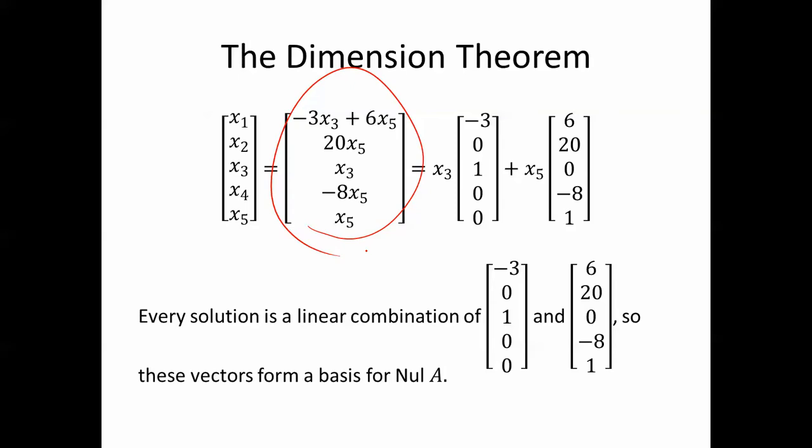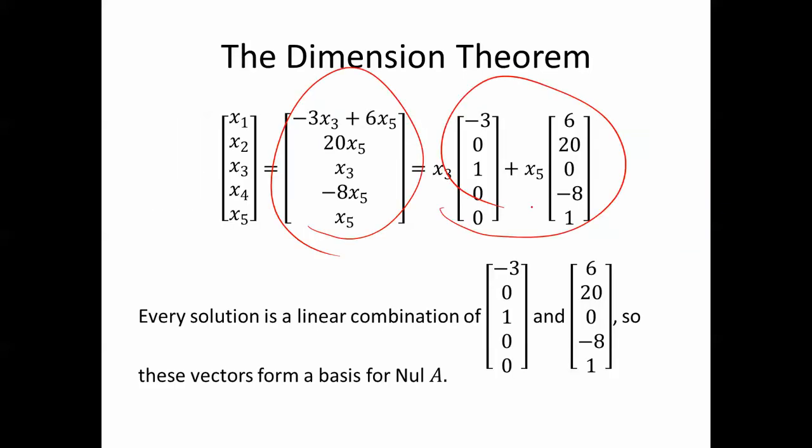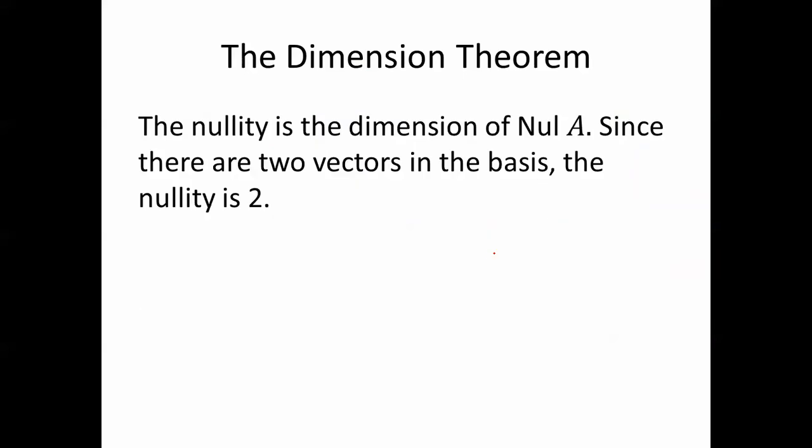If you throw in x3 equals x3 and x5 equals x5, and factor out the x3 and x5, we end up with this. Every solution to Ax equals 0 is a linear combination of -3, 0, 1, 0, 0, and 6, 20, 0, -8, 1. So these vectors form a basis for null A. The nullity is the dimension of null A. Since there are 2 vectors in the basis, the nullity is 2.